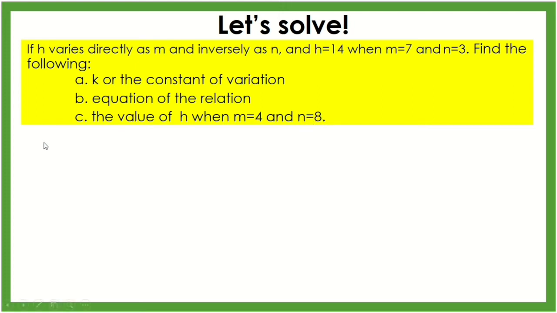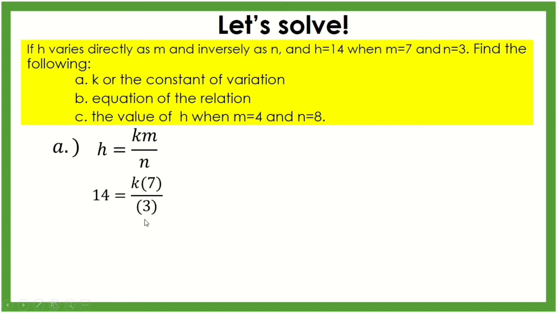Let's solve K or the constant of variation. So, una, translate natin yung H varies directly as M and inversely as N. This is equal to H equals K times M all over N. Then, substitute natin yung values ng H, M, and N. H is equal to 14 equals K, ito yung hinahanap natin. M is 7 and N is equal to 3.